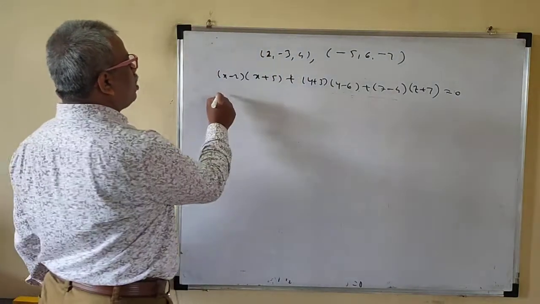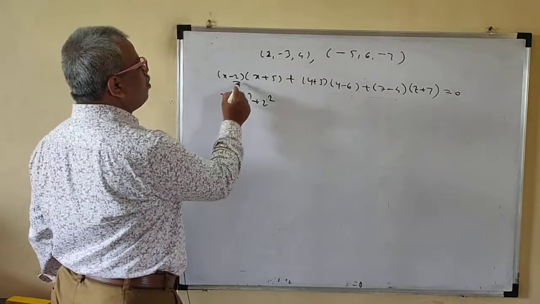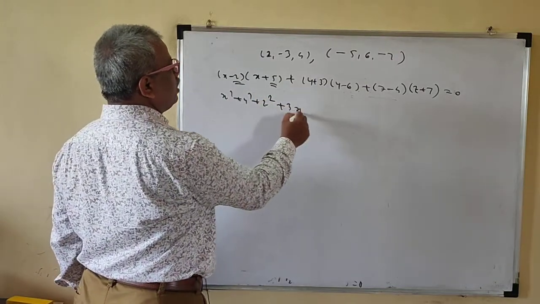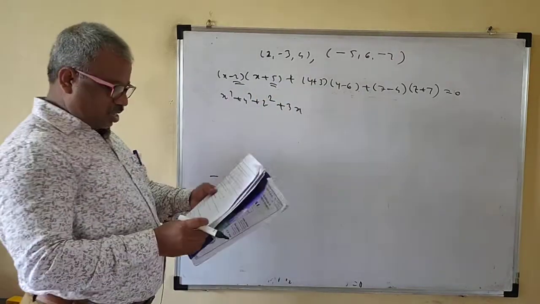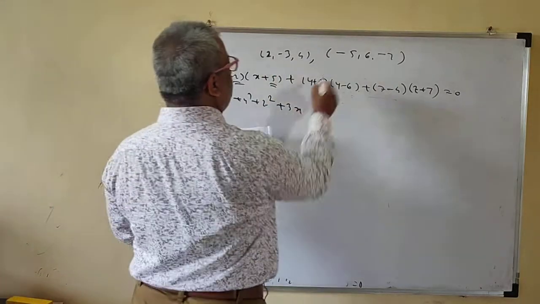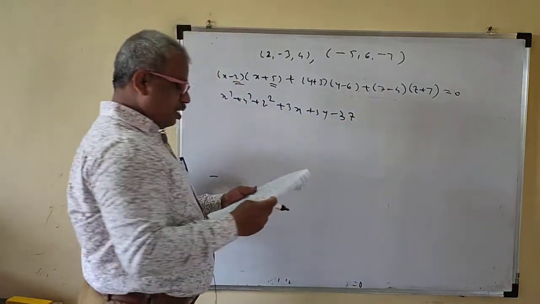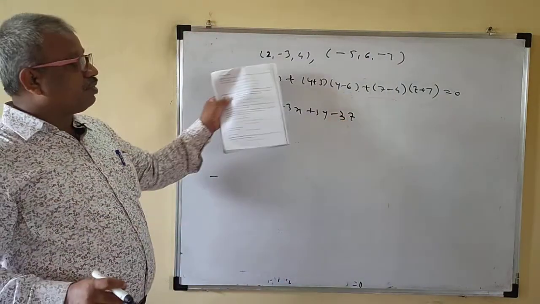Now see, what is this? x square plus y square plus z square is everywhere. Take the sum of this one. This is what? Plus 3x. Just the sum of this one, that is the coefficient there. So take the sum of this one, plus 3y. Take the sum of this one, minus 3z. You have to take the sum of it.